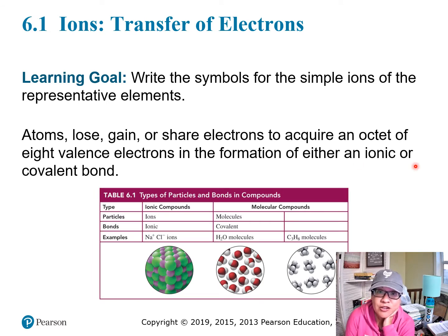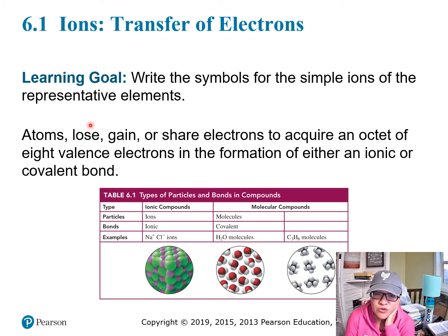So in this section 1, it's about ions, the transfer of electrons. So we're going to learn about what ions are and how they behave. When an atom loses or gains electrons, it becomes an ion. And then when it shares electrons, it becomes a molecule. Those are covalent bonds. So lose and gain is ionic bonds.